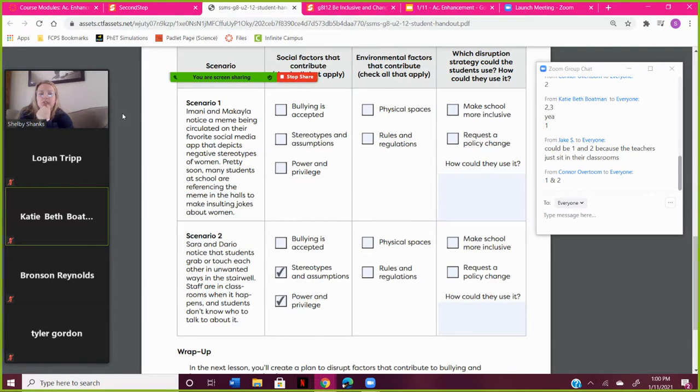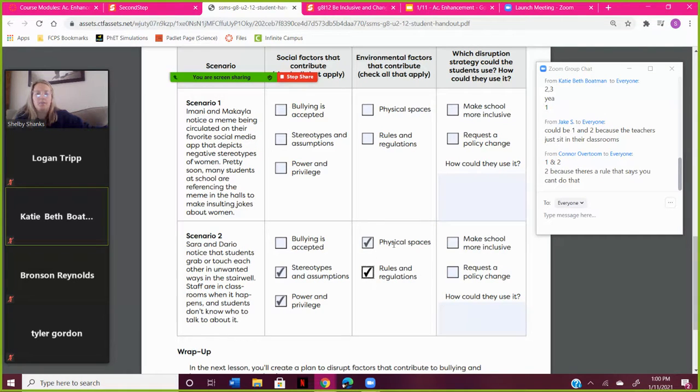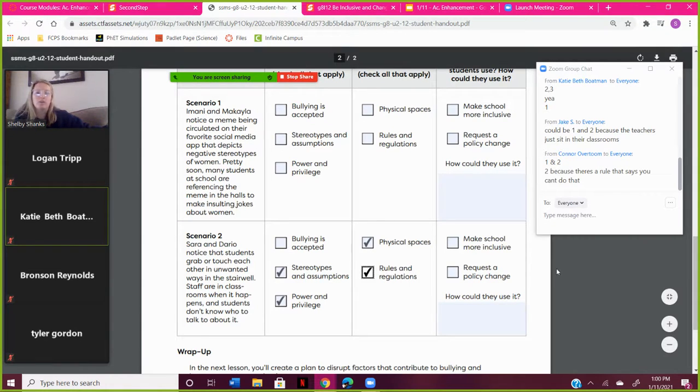All right, so Connor and Jake are both saying 1 and 2. So in this scenario, staff aren't in the hallways, they're in the classrooms. I'm going to go with 1 and 2 because I agree with Jake and Connor. Because teachers are in their classrooms, the students are in a certain space and this is happening, and then there should be some rules and regulations around this, right?